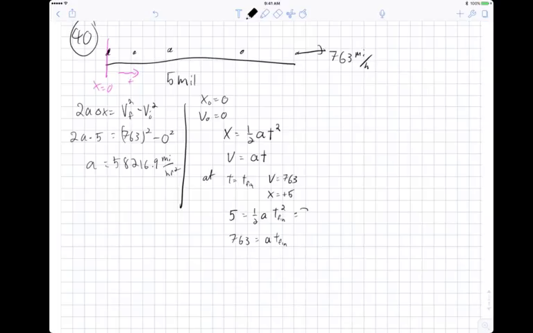So we put them together. How should we do this? Let's solve for t finish. T finish is equal to 763 over a. And then you put this into 5 is equal to 1/2 a times 763 over a, squared, which becomes 763 squared divided by 2a.